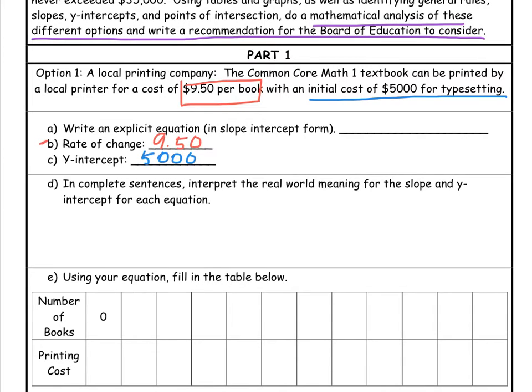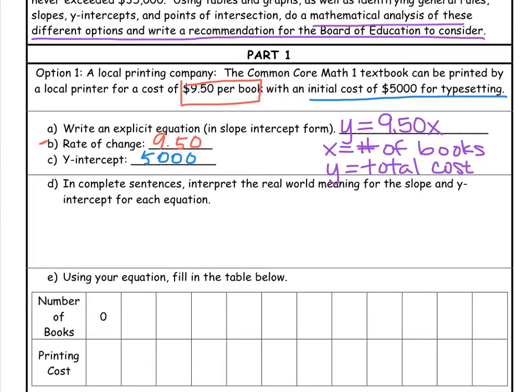So I want to define some variables first for each of these. For each of these 3 scenarios, X is going to be our number of books, and Y is going to be the total cost. So for our equation up here, Y is the total cost. Each book is $9.50. We don't know how many books we have, and it has an initial fee of $5,000.